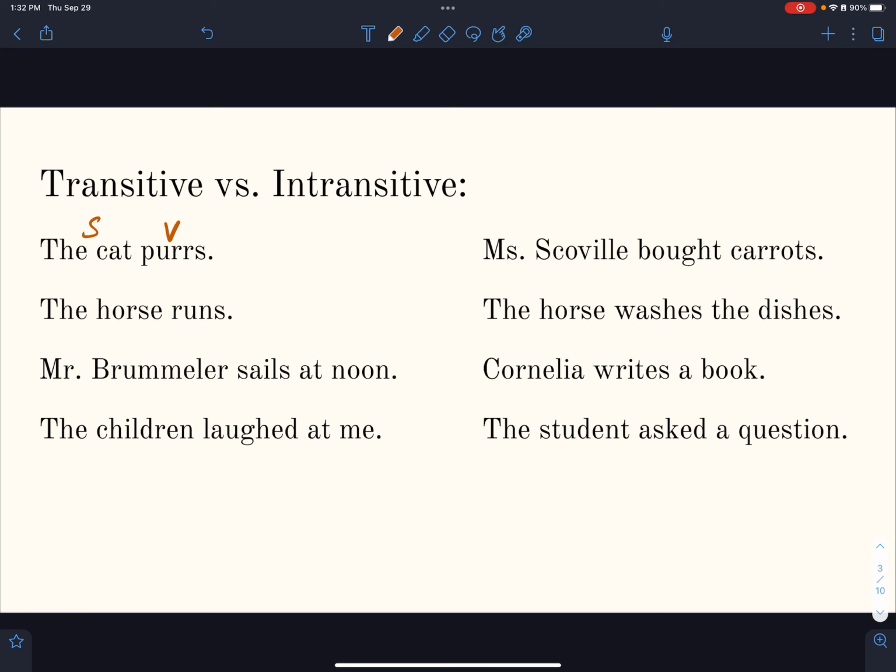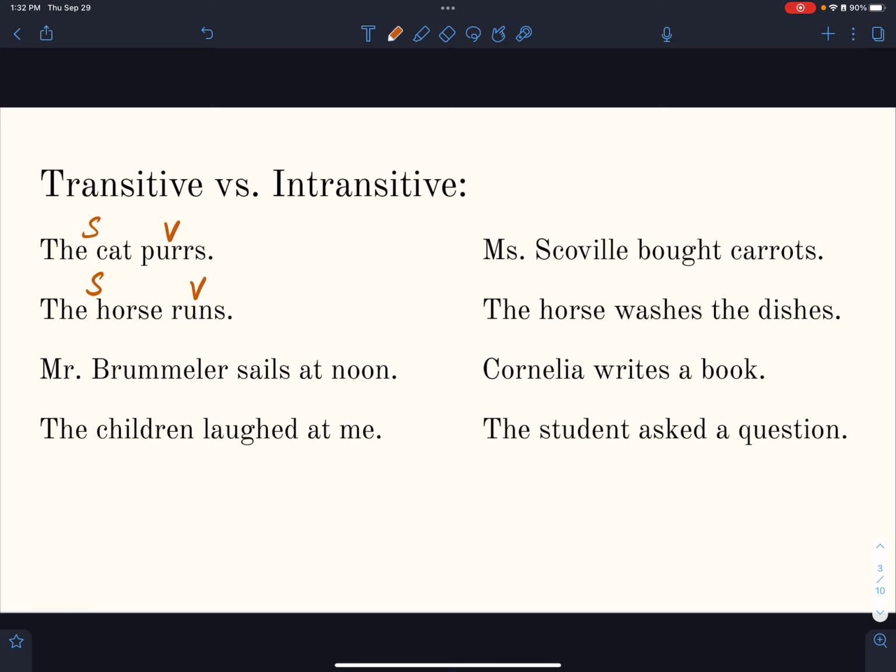Next one. The horse runs. What's my subject, everyone? Horse. Good. What's my verb, everyone? Runs. Okay, transitive or intransitive? Intransitive. Okay, here's another one for you. Mr. Brumler sails at noon. Transitive or intransitive? Intransitive. You guys didn't hesitate.